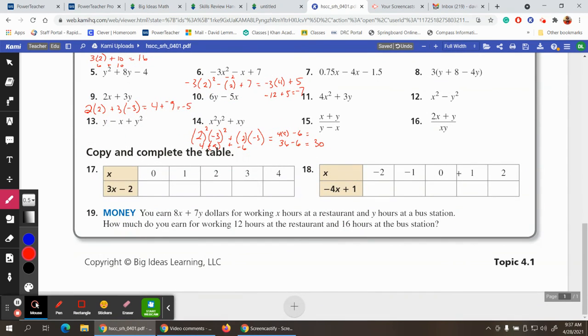All right, this is wanting you just to do the same thing. This table here, you're just doing the same thing, but you're just plugging it in, right? So you have 3 times 0 minus 2, so the answer is negative 2. You're just plugging in your values, right? So you would say negative 4 times 0 plus 1. Well, that's 1. Just plugging that in.